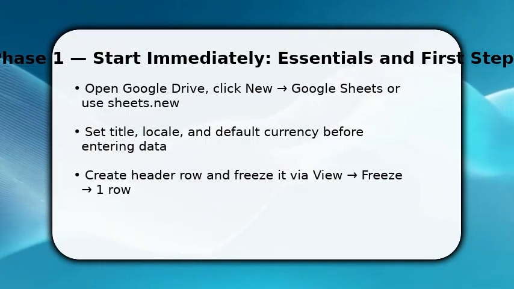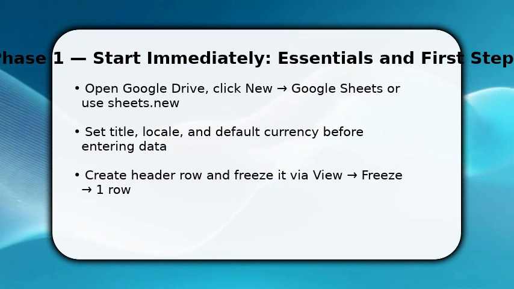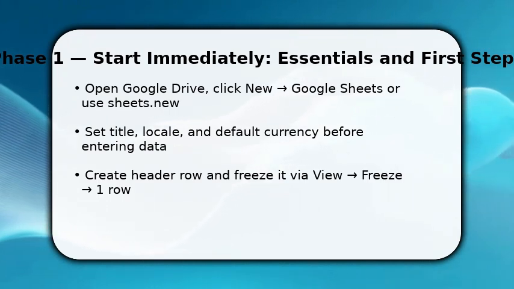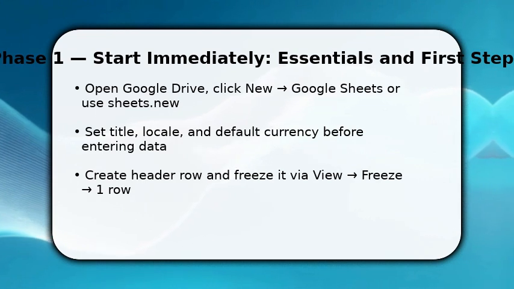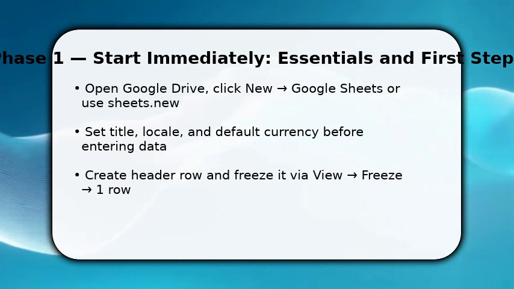You start by creating a new spreadsheet and naming it so you never lose context. Choose the correct locale and default currency, because formulas like date and currency formatting depend on that choice. Once done, add a clear header row with column labels and freeze it so headers stay visible while you scroll.